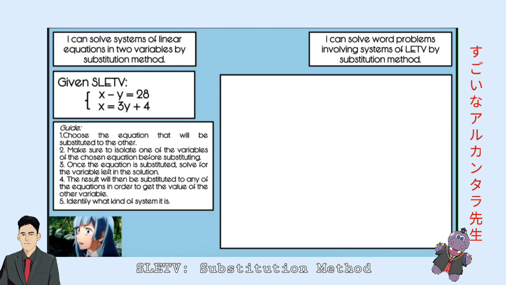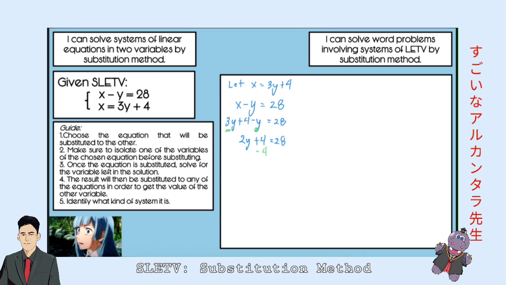Doing so, let's substitute the second one to the first one. So we will let x equal to 3y plus 4. Substitute that to our first equation, which is x minus y equal to 28. Make your x become 3y plus 4. So 3y plus 4 minus y is equal to 28. So you have here 3y and negative y as like terms. Simplify that, you will get 2y, then plus 4 is equal to 28.